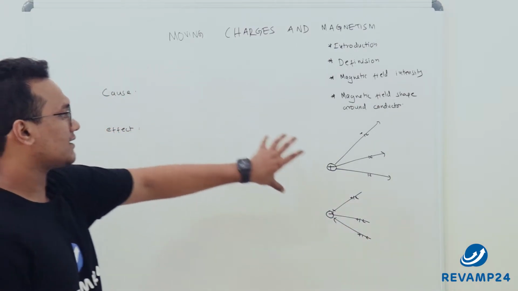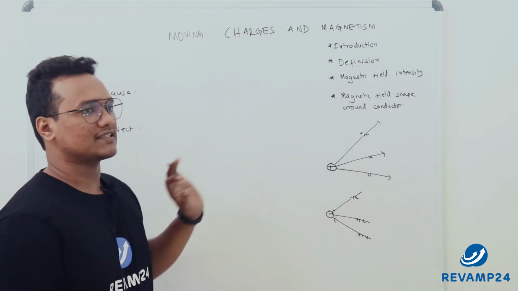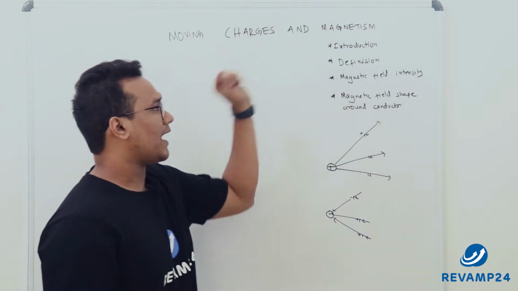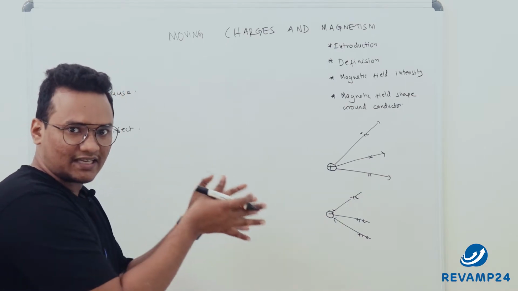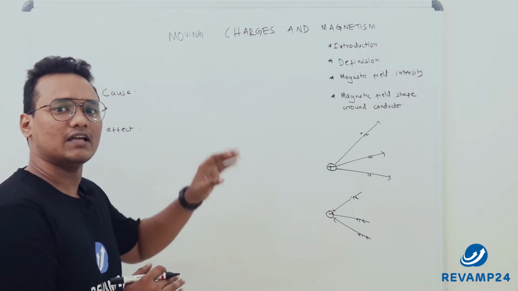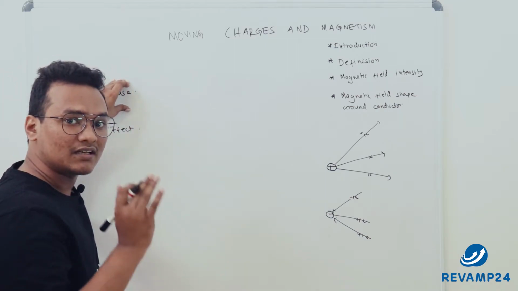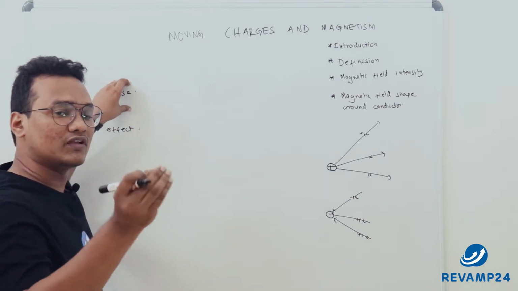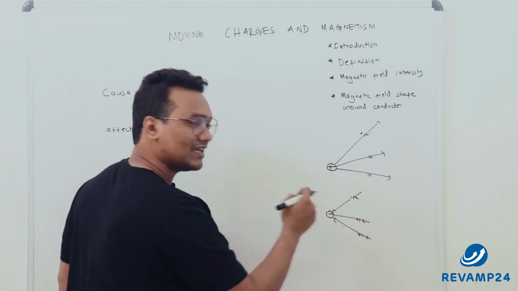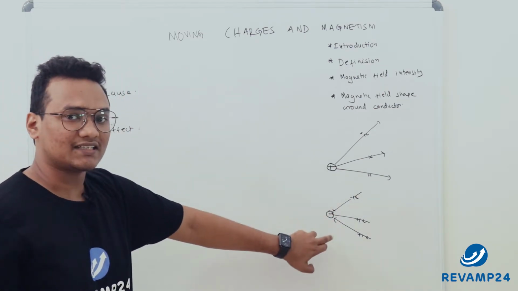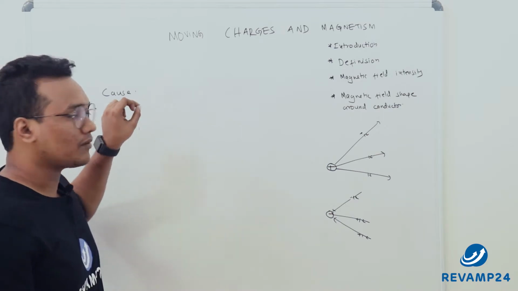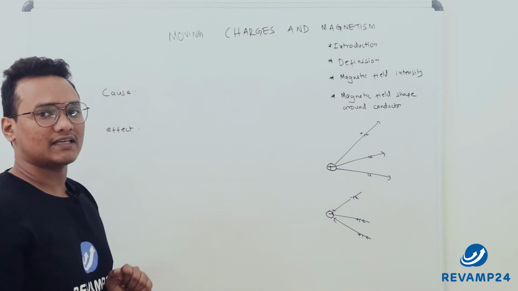So what is the cause here? The cause is static charge. Now for magnetic field, in the same way we have defined electric field, we can define magnetic field. The thing is, what is the cause here? The cause is moving charge. Here the cause is static charge, charges at rest. Charges which are moving will make a magnetic field around them.